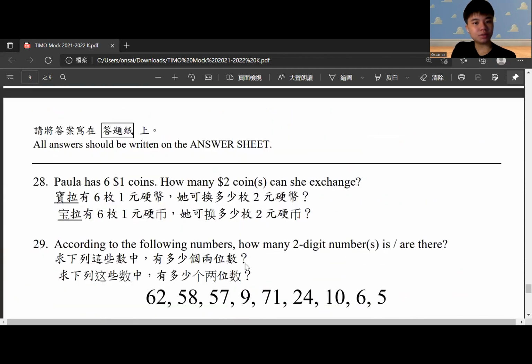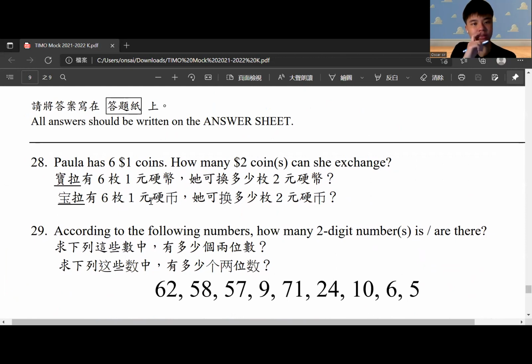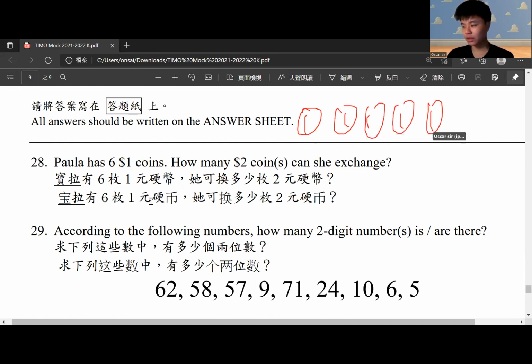Okay, so the next question. Paula has 6 1-coins. If we encounter a question with too many words and the situation is complicated, no worry, we just draw it out. We just visualize the problem. There are 6 1-coins: 1, 2, 3, 4, 5, 6.